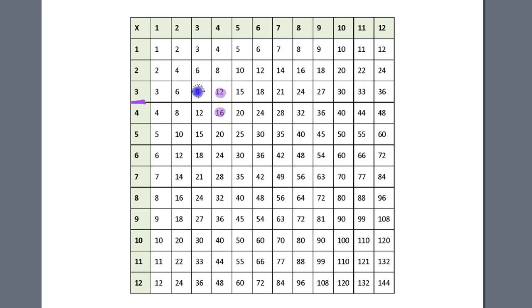9/12, many of you know this one already from memorization. 9/12 is equivalent to 3/4. 6/8 is equivalent to 3/4. Any one of these fractions that we've just created by taking a look at the 3 row and the 4 row will be equivalent to 3/4.